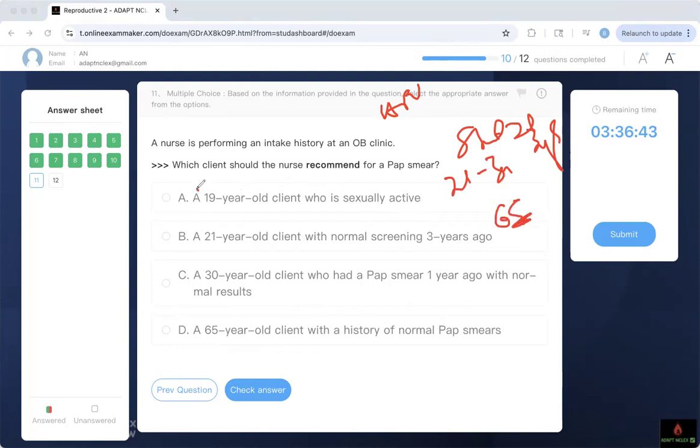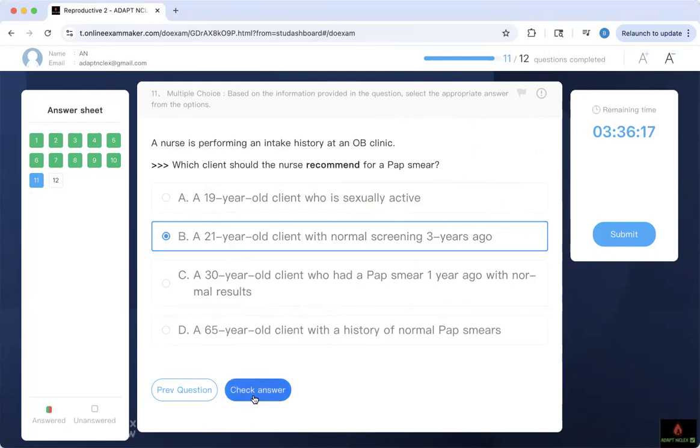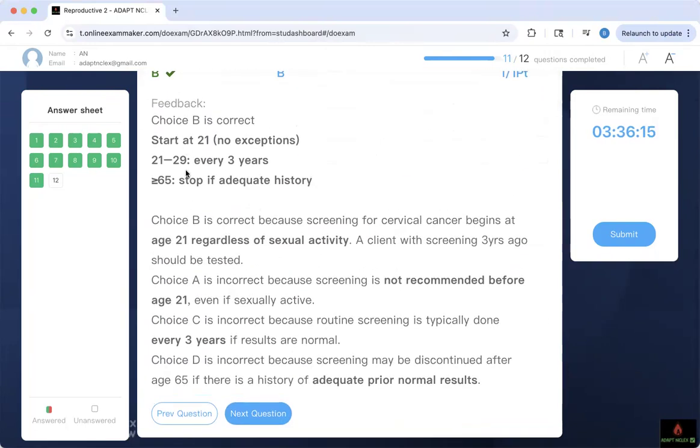Therefore, the 19-year-old is not ready, whether sexually active or not. The 21-year-old is supposed to get it. Had it 3 years ago, therefore the next one is due now. The 30-year-old had one pap smear a year ago, still not due. The 65-year-old has had it multiple times. She's 65 and above. She doesn't need any pap smear. If you get it wrong, it's okay, but you got to do the analysis. Okay, and that's the concept here for you.